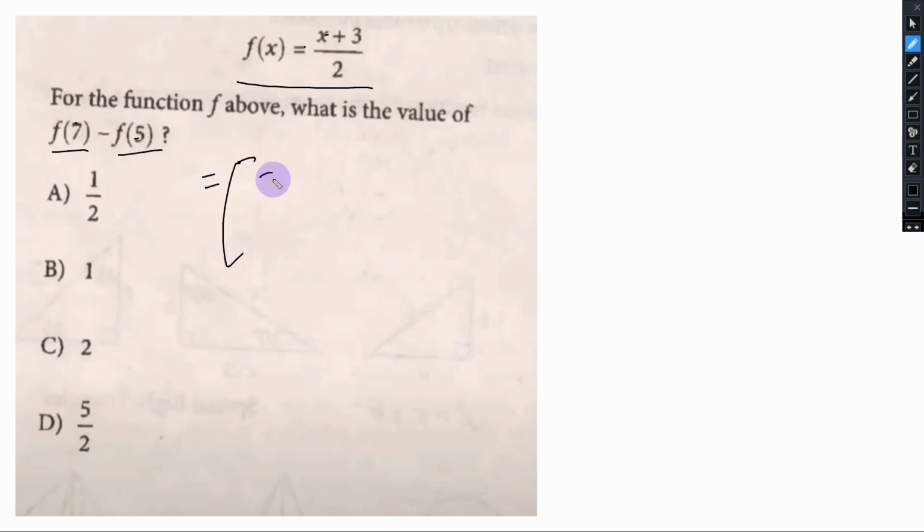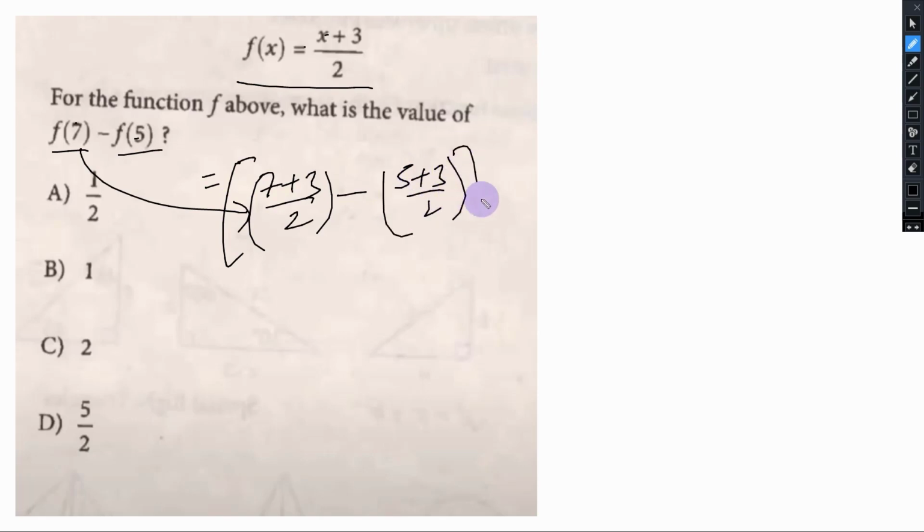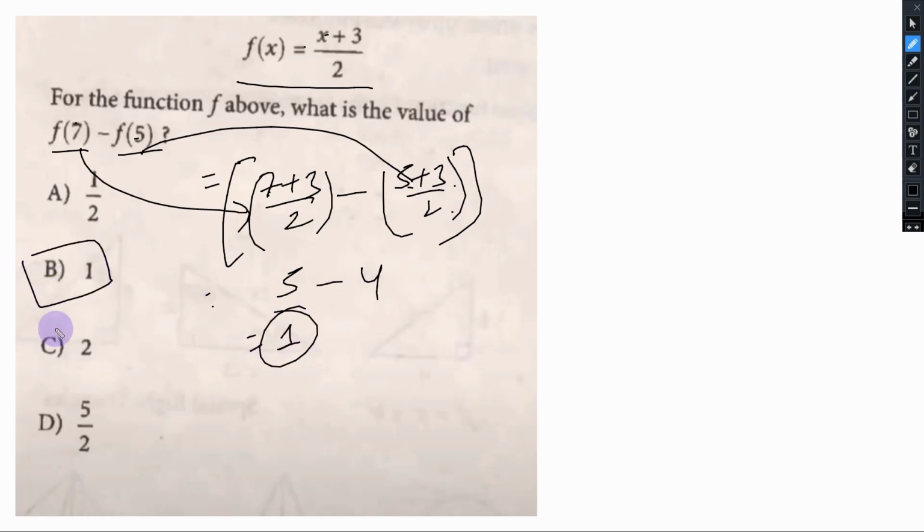So f of 7 means (7 plus 3) divided by 2, minus, and then (5 plus 3) divided by 2. So 7 plus 3 is 10, 10 divided by 2 is 5, and then 5 plus 3 is 8, 8 divided by 2 is 4. So 5 minus 4 is 1. So B is our answer.